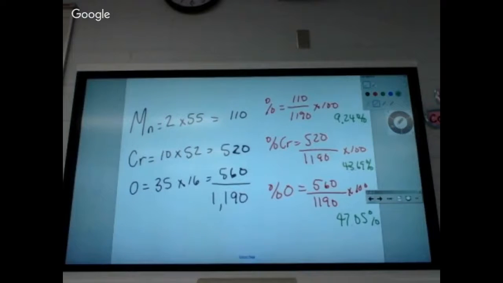Why wouldn't it be? Because oxalate is C2O4, and that's CrO4. All right, who else has a question?